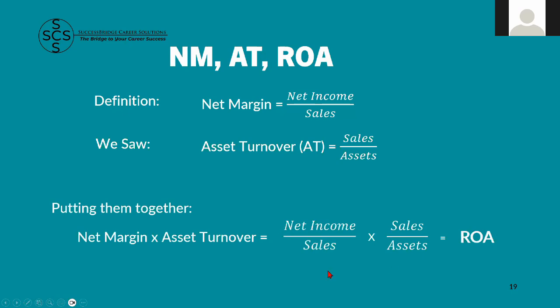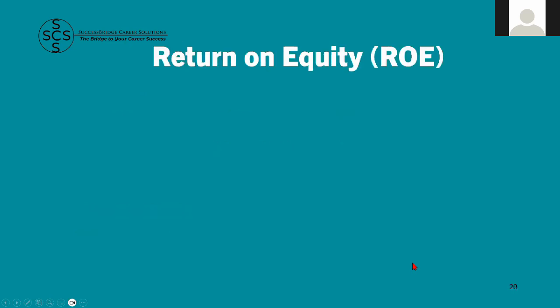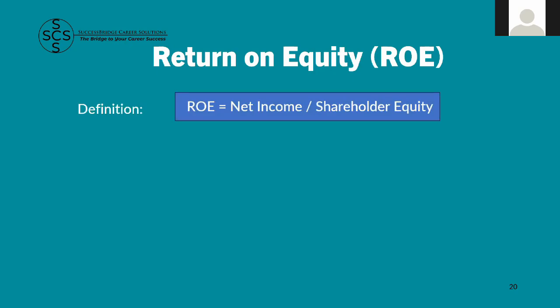So, the return on assets relationship can be written as net margin multiplied by asset turnover. So it's a very interesting relationship. And then we look at return on equity, which means the profit per rupee of shareholder capital. Return on equity is net income divided by shareholders' equity.